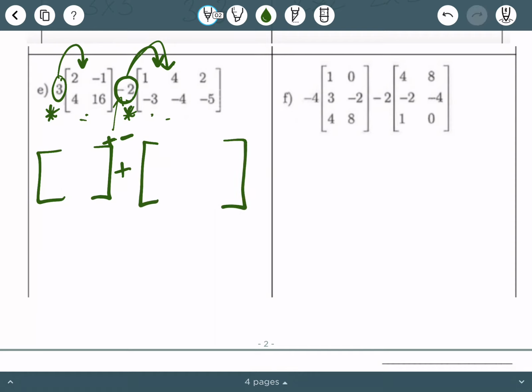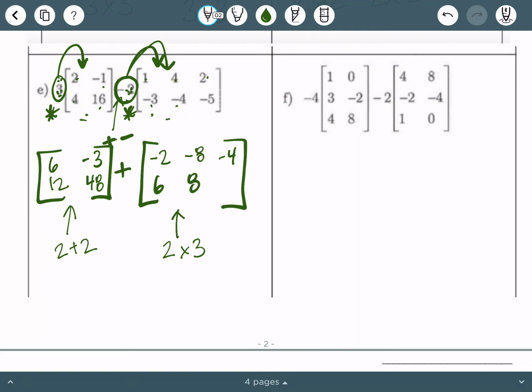And we'll be adding them. So I made enough room for a 2 by 2 here and a 2 by 3 here. So I could say, okay, 3 times 2 is 6. 3 times negative 1 is negative 3. 3 times 4 is 12. 3 times 16 is 48. Negative 2 times 1 is negative 2. Negative 2 times 4 is negative 8. Negative 2 times negative 2 is negative 4. Negative 2 times 3, negative 3 is 6. Negative 2 times negative 4 is 8. Negative 2 times negative 5 is 10.